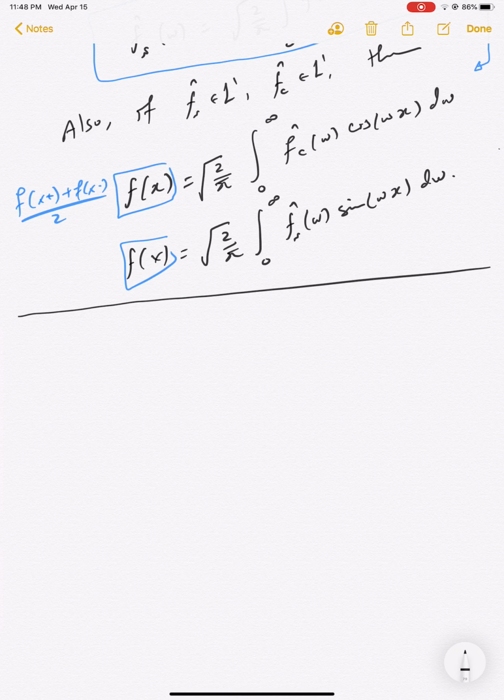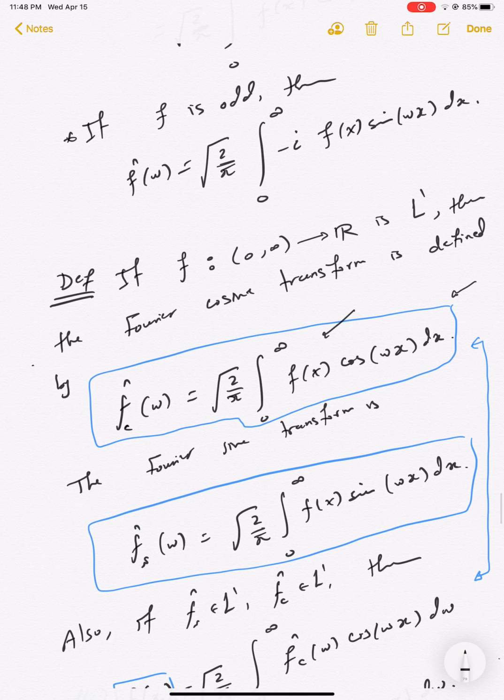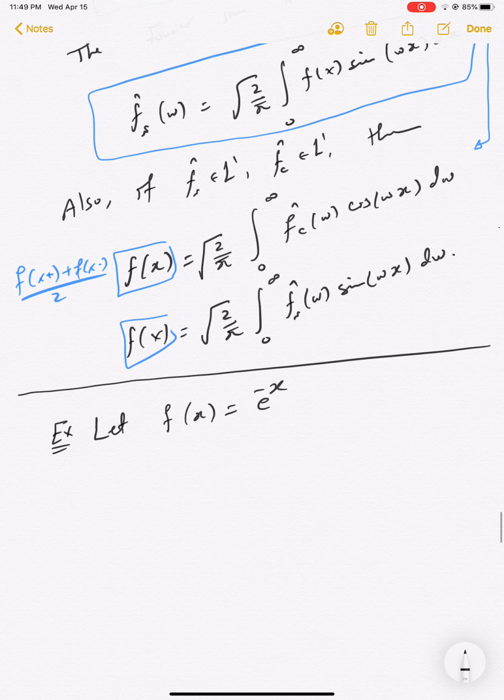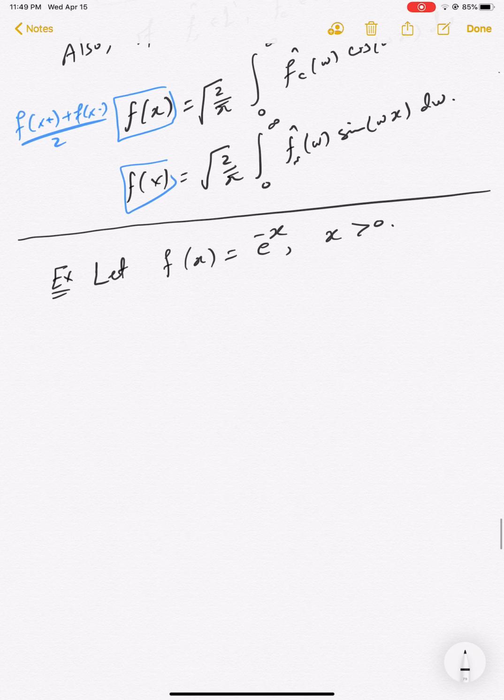Let's see some examples. For example, if we take the function f of x equals e to the minus x, and remember, when we talk about the Fourier cosine and sine transform, the interval is from 0 to infinity. Whether 0 is included or not, we don't care. Points do not change anything. But the functions are not defined on the whole real line. So if the function is e to the minus x, when x is positive, let's compute together the cosine transform.